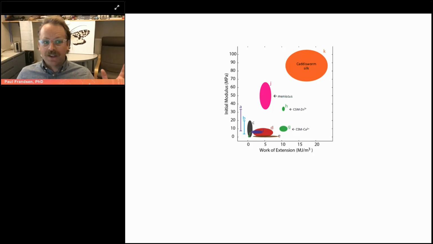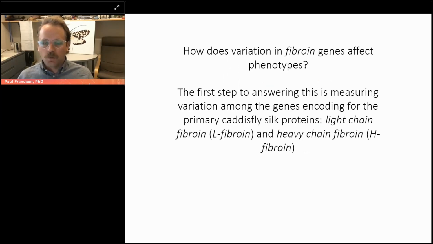But all of this exciting stuff about silk, how do we get there? How do we understand how silk is produced? What I'm really interested in is understanding how variation in fibroin genes affects phenotypes. Silk in caddisflies is derived from basically two types of fibroin genes. The first one is the heavy chain fibroin, and the second one is the light chain fibroin.